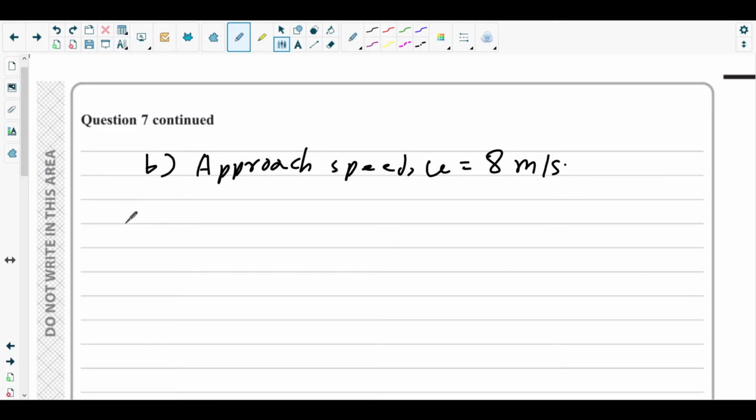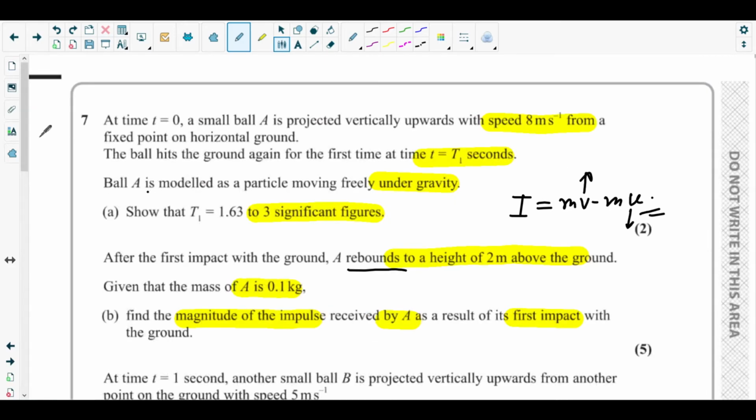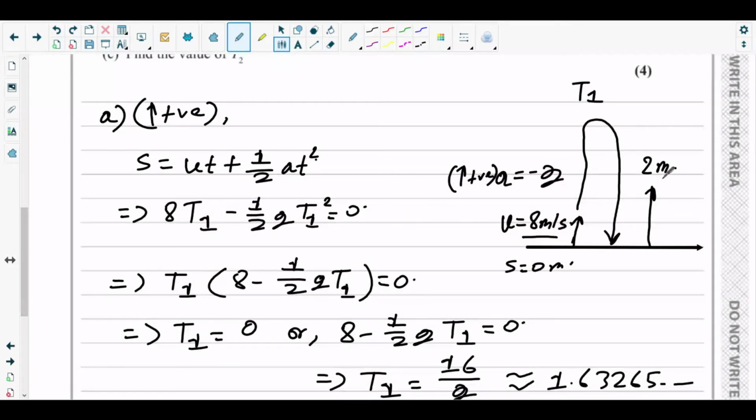For rebound speed, take upward as positive. As the ball rebounds, it is getting to a height of 2 meter. We took upward as positive, so displacement is 2 meter. Initial speed we don't know. We need to find out, because initial speed is basically the rebound speed. U should be found. Acceleration is equal to negative g meter per second squared, isn't it? Displacement is 2 meter, acceleration is negative g, and initial speed we need to find out.